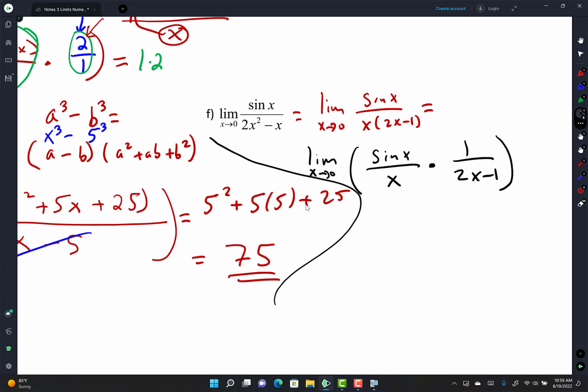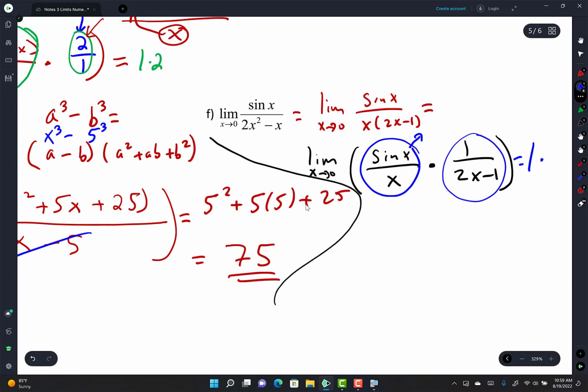Are we okay? What is sine x over x as x approaches 0? 1. So I have 1 times. Can I do direct substitution for this part? Yes. 2 times 0 is 0. But luckily I have a minus 1. So that is going to be 1 over negative 1. Do you guys see that? So this limit is negative 1.